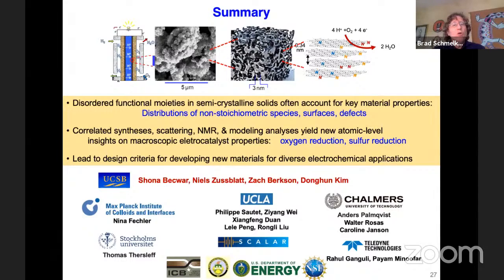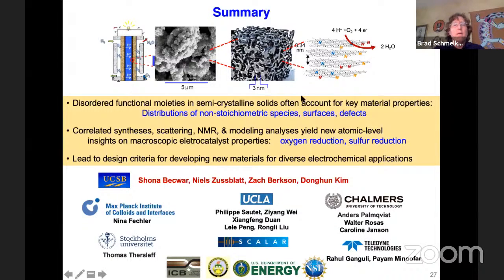But we can do so by correlating these syntheses, scattering, and especially this two-dimensional NMR with these modeling analyses. And I'm really appreciative of the modeling analysis, because not only was the NMR helpful, but the modeling analysis gives an opportunity to understand and generalize, and will enable us, I think, to be predictive of the properties that we might want to seek, and then have that be a primary predictive guidance for synthesis.